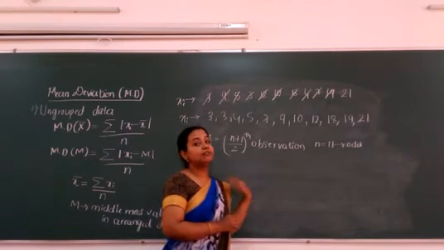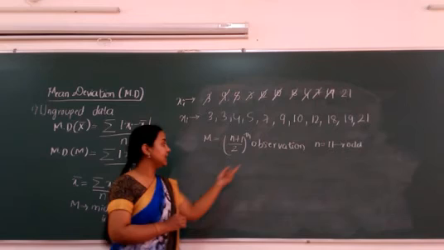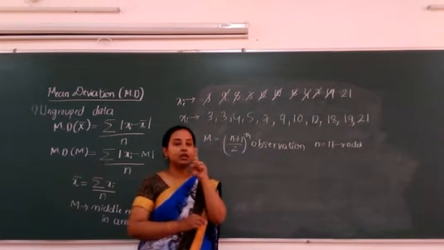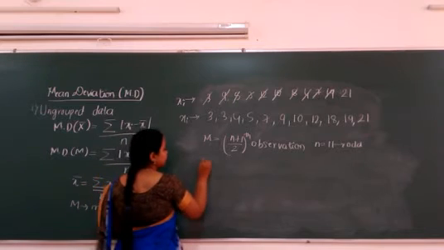You don't have to worry. We will solve such a kind of problem wherein n will be even. When it is odd, you will have only one median. Okay, so now let us calculate the median for the given question.